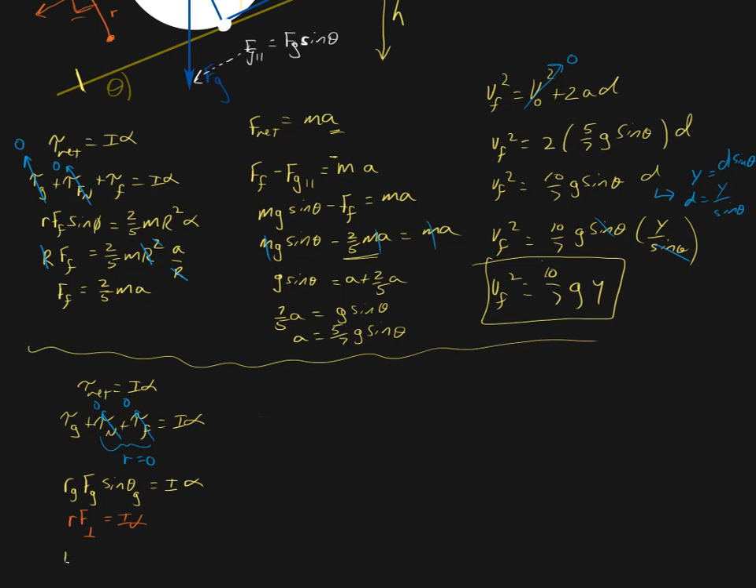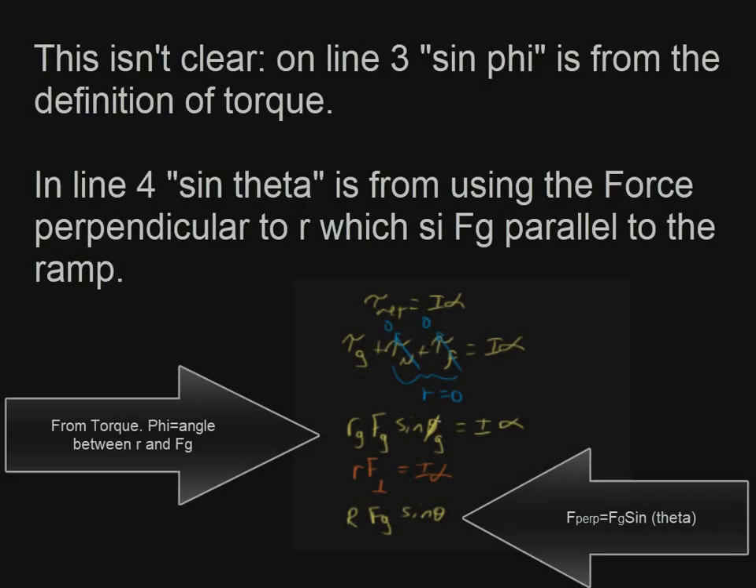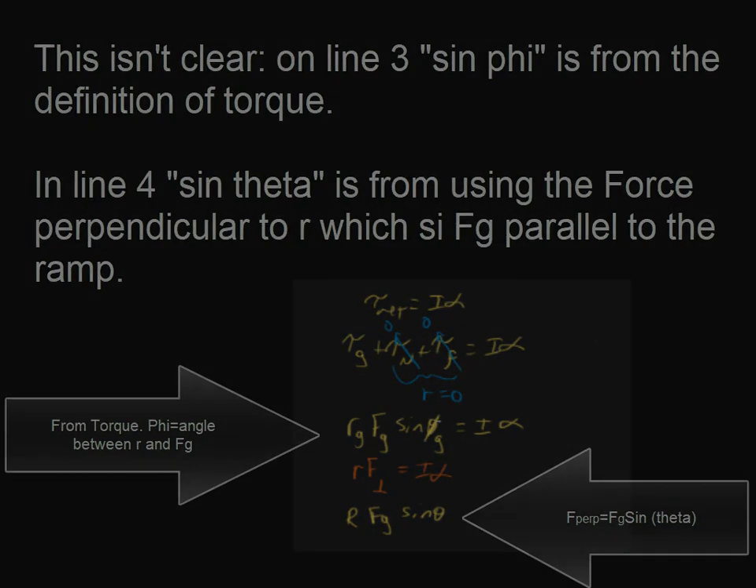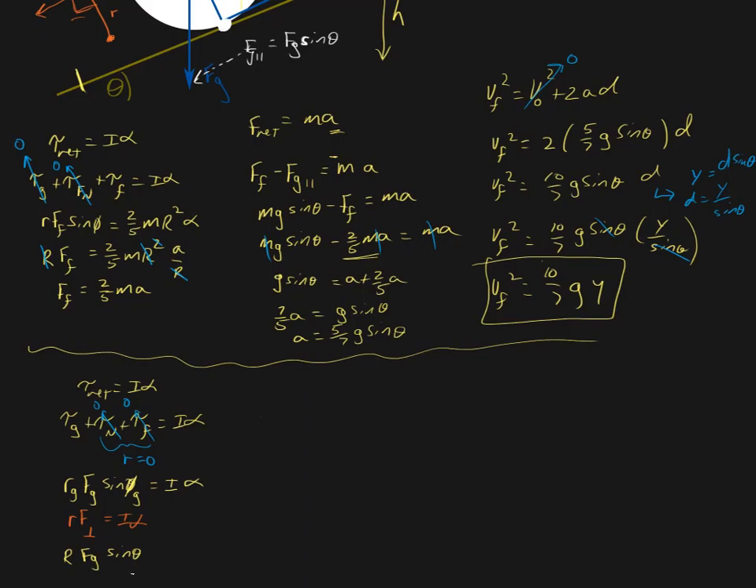So we basically have R times F_G sine of theta. Notice it's not phi. Sorry, this should be phi here. All right, we're using sine of theta, is equal to I alpha. Now I'm not ready to just move on to the next part of this. We need to do something with I.